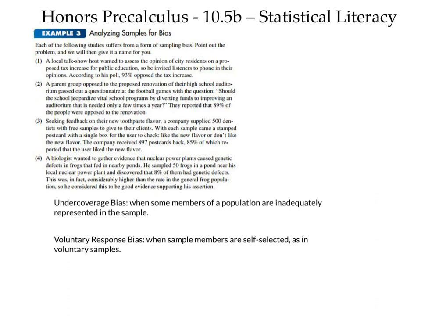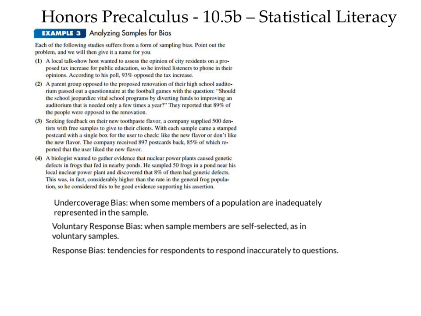Read the question again and notice the negative words. Should the school jeopardize vital school funding by diverting funds to improving an auditorium that's only needed a few times a year? Notice how negatively it's phrased. That's an example of response bias. It's the wording in the study is designed to influence responses, and that is response bias. In this case, the 89% reported is likely much higher than the parameter, the true level of support among the whole school community.